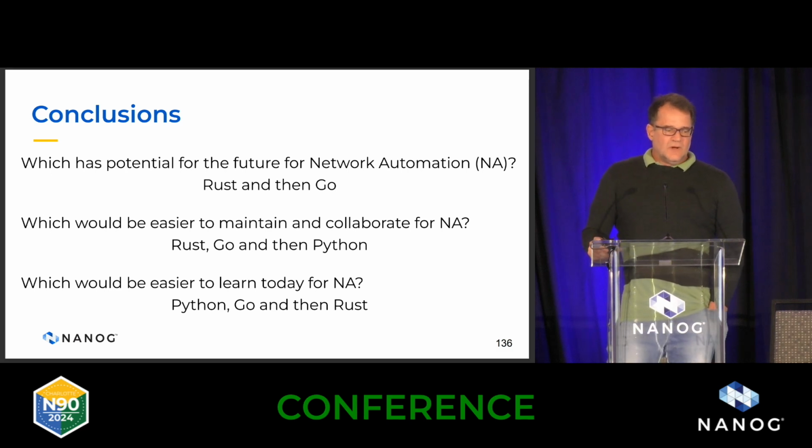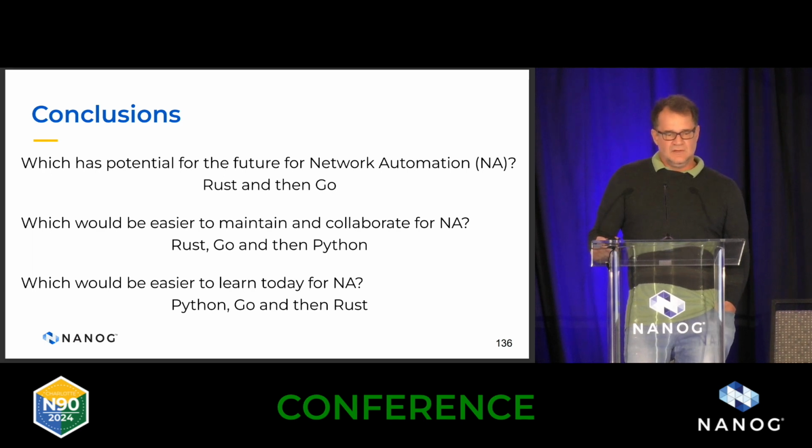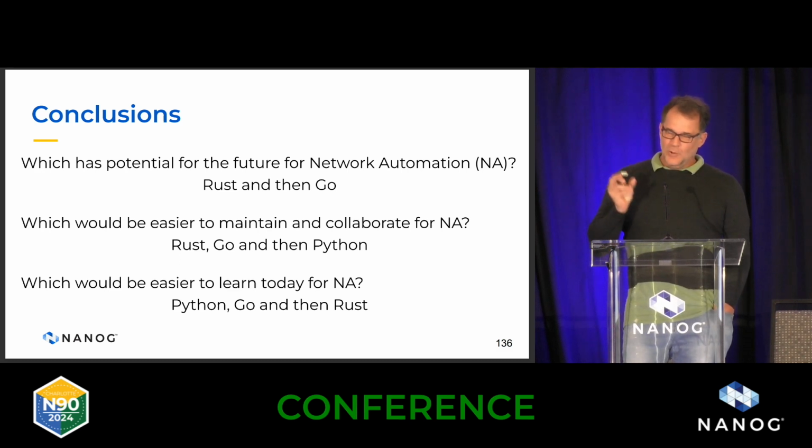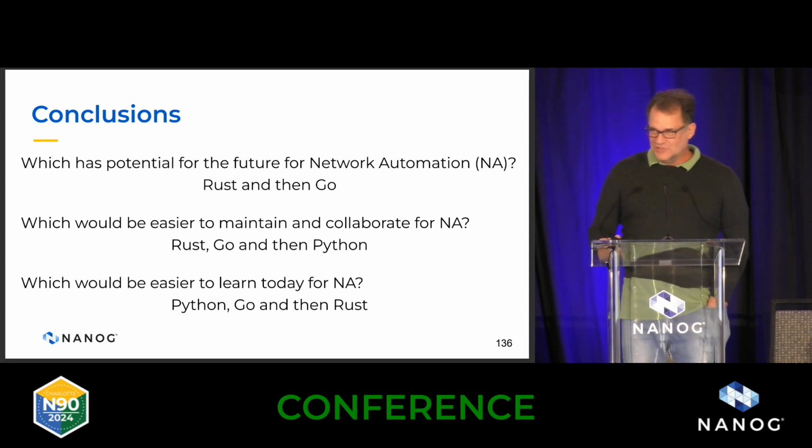So in this case, Rust, Go, and Python. Which one is easiest to learn today for network automation? Python is the winner, definitely. It has lots of resources, lots of YouTube videos. If you want to learn network automation, Python is the way to go. And then Go, and then Rust. The really annoying thing about Go is the name, Go. If you search for Go on Google, you're going to find anything but the language. So what you have to search for is Golang. If you search for Golang, you're going to find stuff.